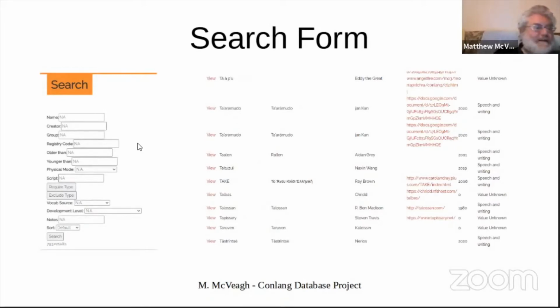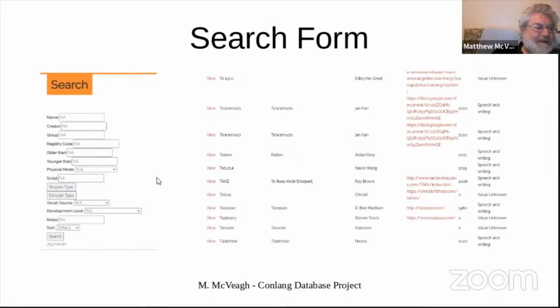You've got a screenshot of the actual search form. That's how it looks at the moment. So you've got, for instance, the older than, younger than is for the date, and so on. And you notice down the bottom of there it says 793 results. That's how many entries there are on the database at the moment.